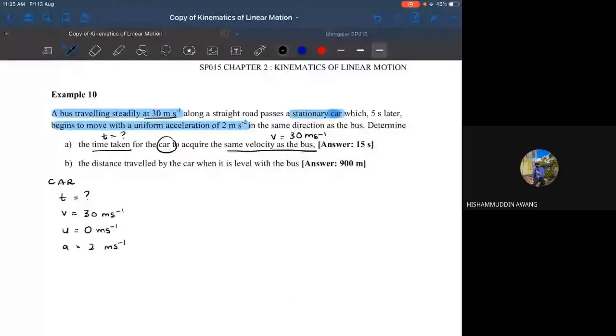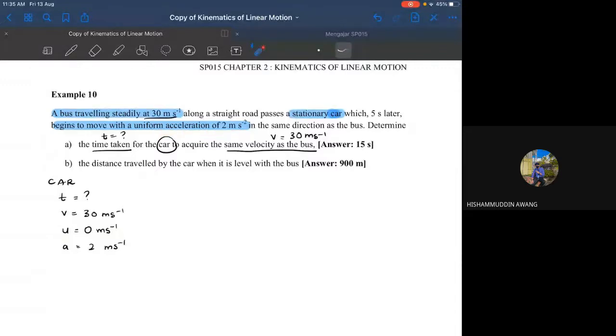Miss ulang balik. Yang ni, dia nak time taken for the car to acquire the same velocity as the bus. So dia cakap bus travelling steadily at 30 ms negative 1. Steady tu maksudnya constant. Daripada awal sampai akhir bus bergerak 30 ms negative 1. So dia nak capai V sama dengan bus, and then dia nak time taken for the car. So kita ambil information lain pasal car tu, iaitu speed yang kita nak adalah 30 ms negative 1, dan initial speed kosong sebab dia stationary. And then acceleration dia adalah 2 ms negative 2.